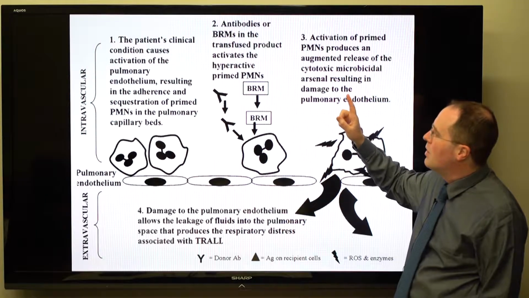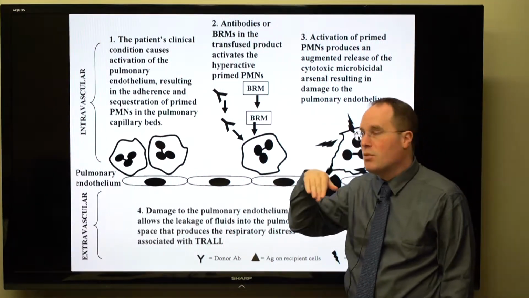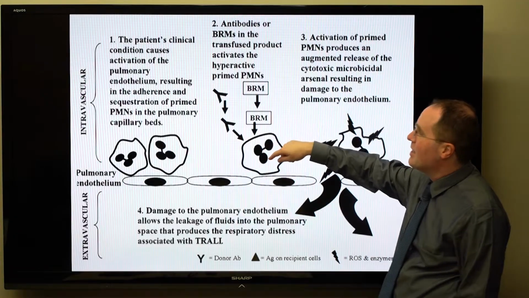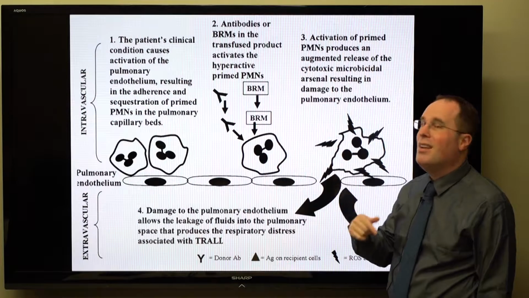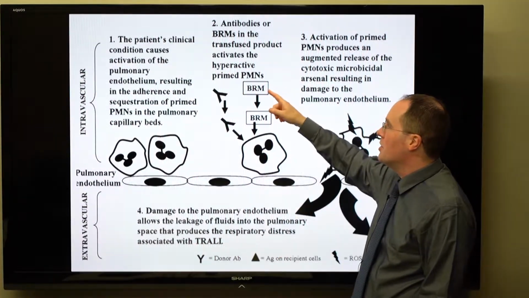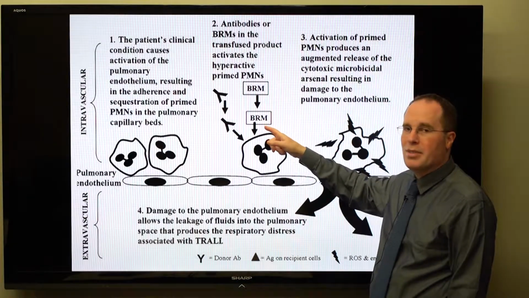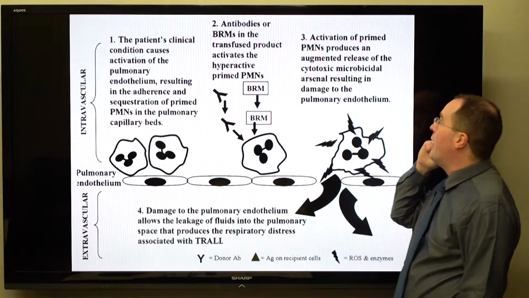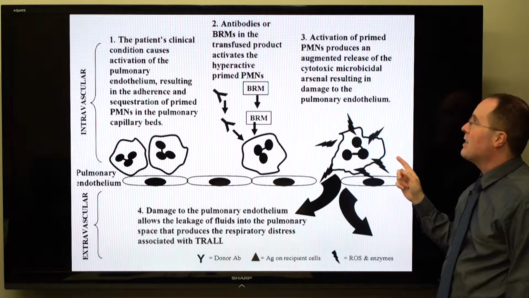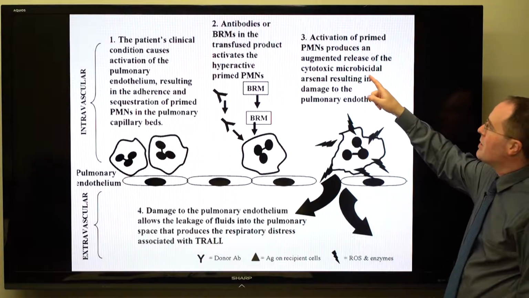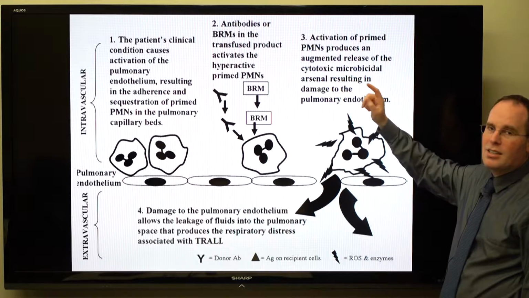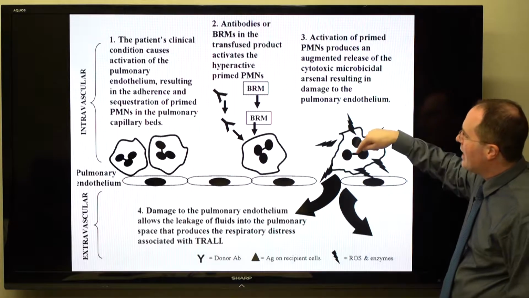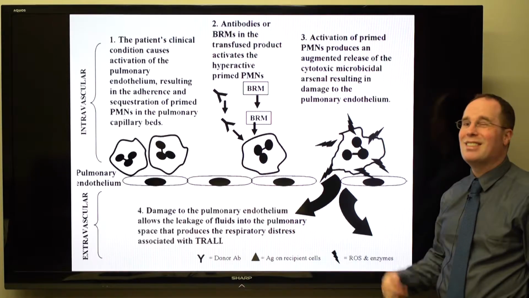Step two is, in the case of immune TRALI, there are antibodies in the transfused product that then activate these already primed neutrophils. In non-immune TRALI, there's some sort of bad humor, some sort of substance that would do this. The relatively same process. Then, why is this bad? You have these activated neutrophils. These are bad because they release their cytotoxic microbicidal arsenal, and that can lead to pulmonary endothelial damage, right?